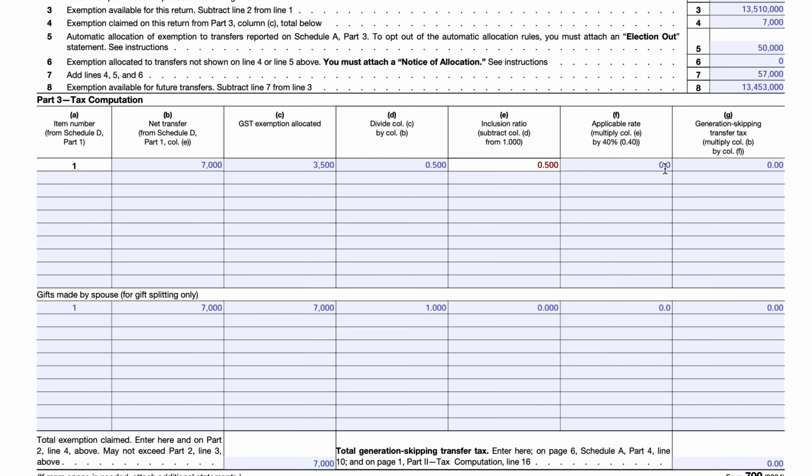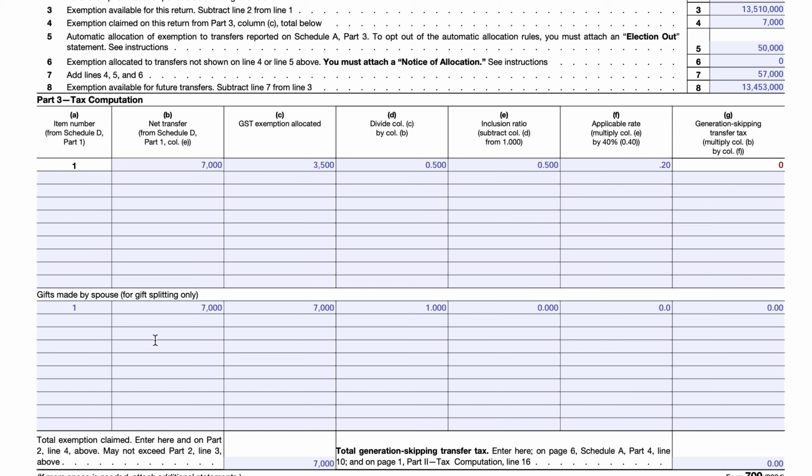We would multiply column E by 40%, so this would be 0.2. And then we would multiply that decimal by the GST net transfer amount. So 0.2 times $7,000 would give us $1,400. That would be the amount of generation skipping transfer tax that we would be reporting. But since we were able to use the entire exclusion, we have a net total generation skipping transfer tax of $0.